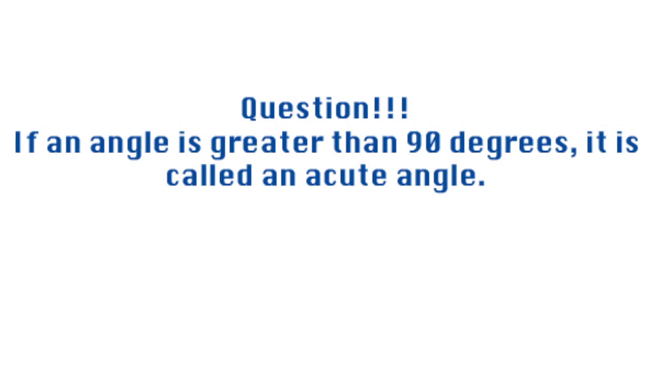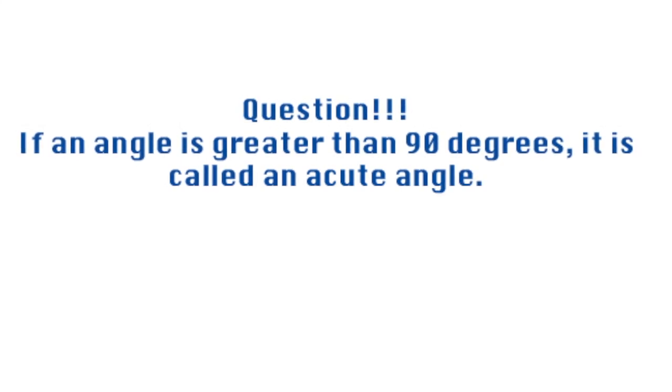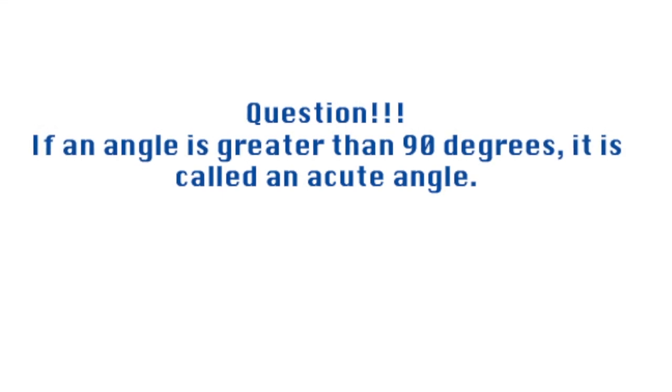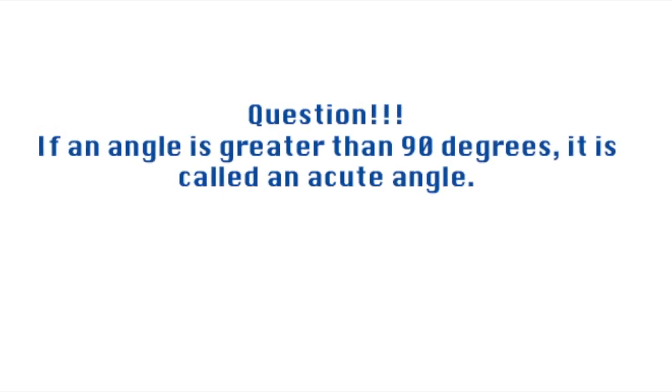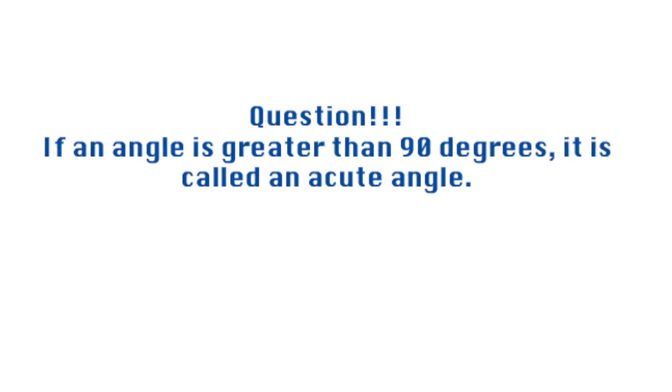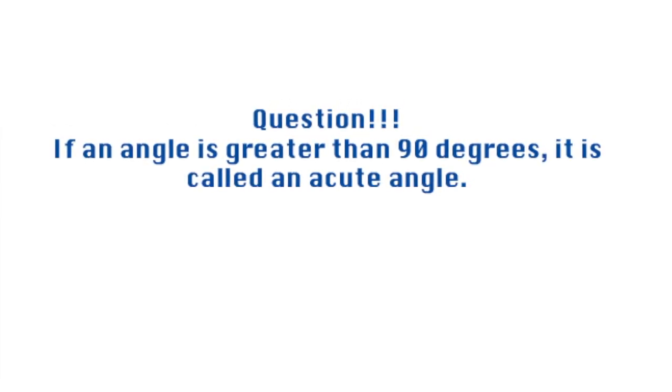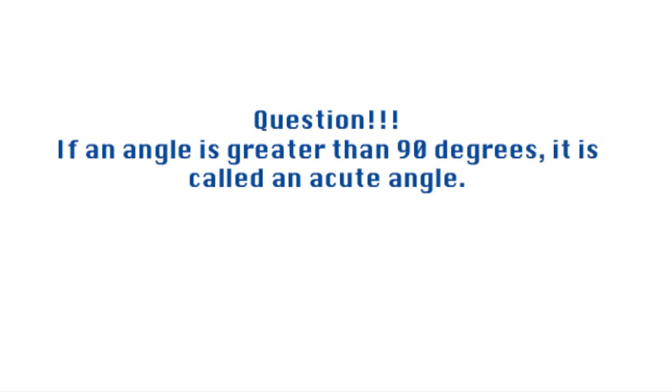Okay, so here's a question. If an angle is greater than 90 degrees, is it an acute angle? If you had answered no, you are correct. If an angle is greater than 90 degrees, it is called an obtuse angle. An angle that is smaller than 90 degrees is called an acute angle.